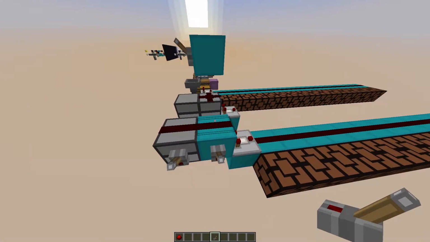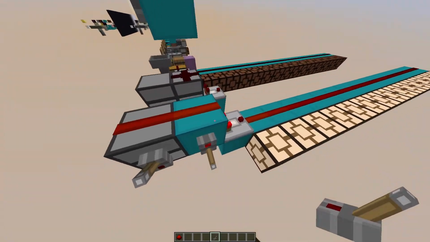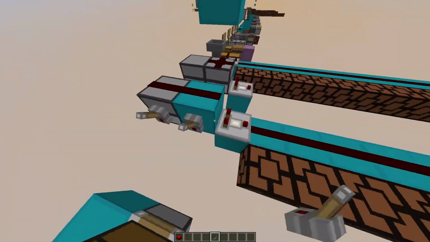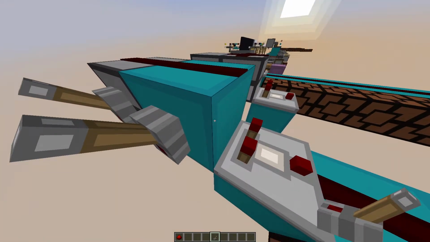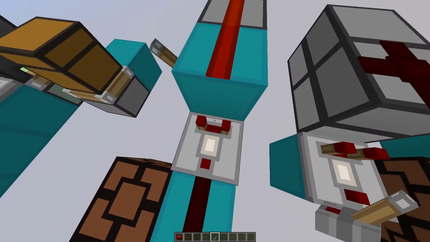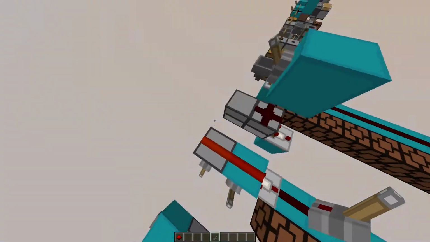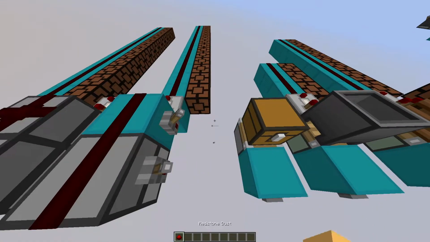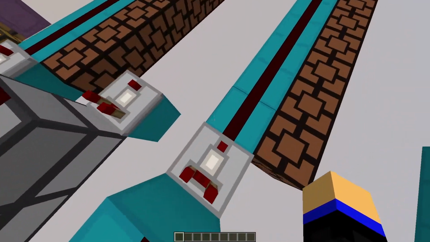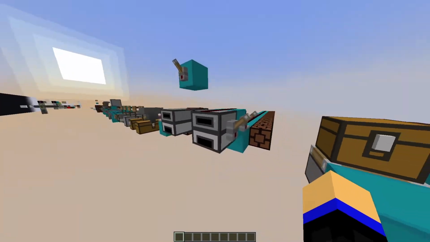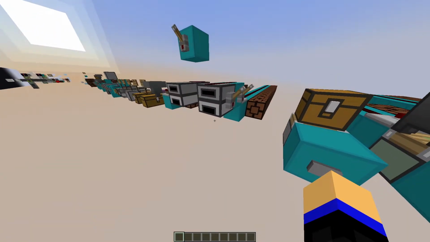So what I mean by that is that when I power this block, this will provide a signal strength of 15. But if this block is receiving a signal strength of 14 or less, for example here, this cannot power. It just doesn't power. Only signal strength of 15 goes through. So that's also another important property of redstone comparators, and its relation with containers.